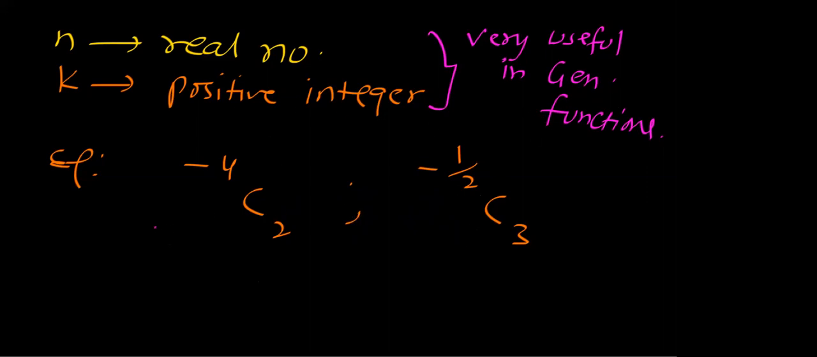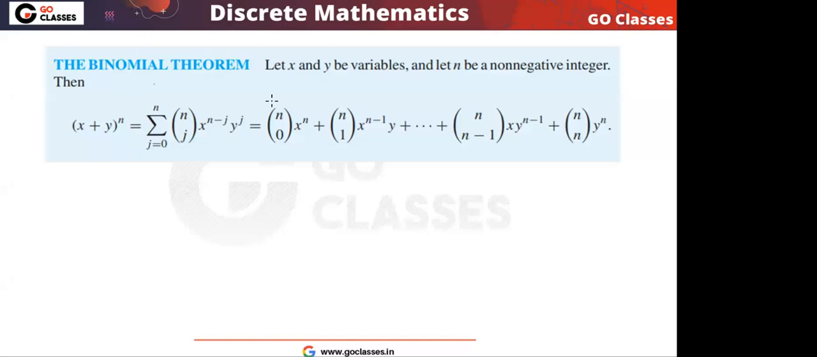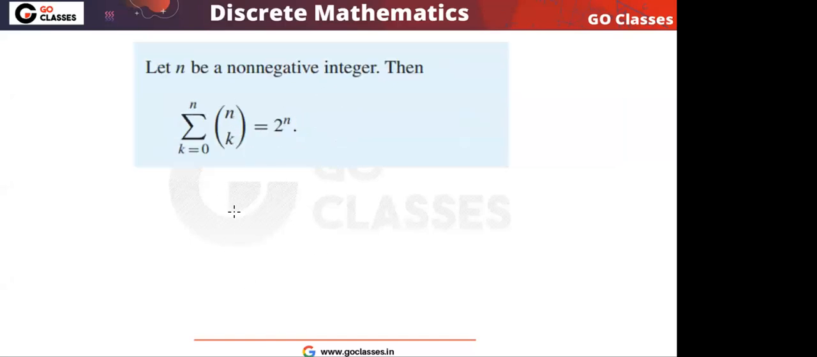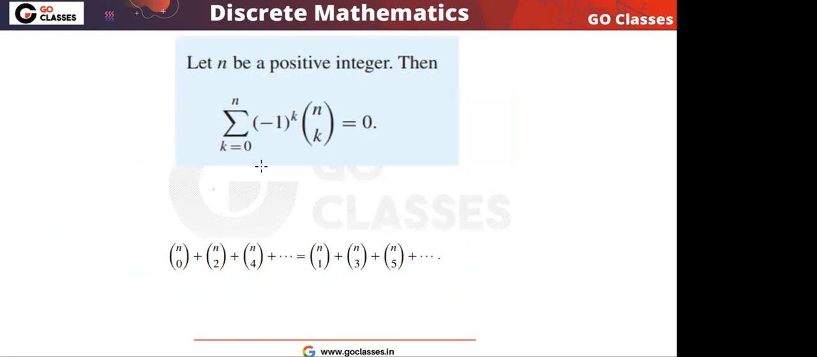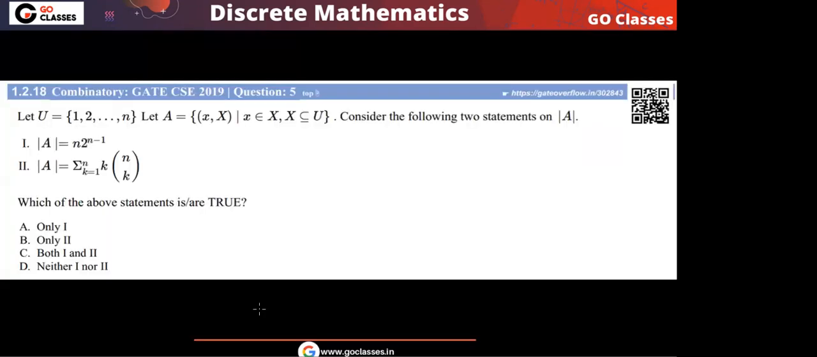So basically, what is this value? Just wait for it. Tomorrow I will explain all these points. Right now you can just revise the binomial theorem and some results you already know. For example, nC0 plus nC1 and so on up to nCn is equal to 2 power n, where n is a non-negative integer. These are very famous results.